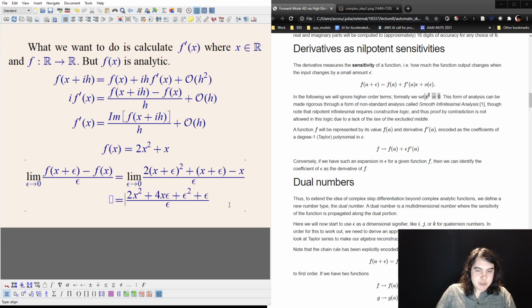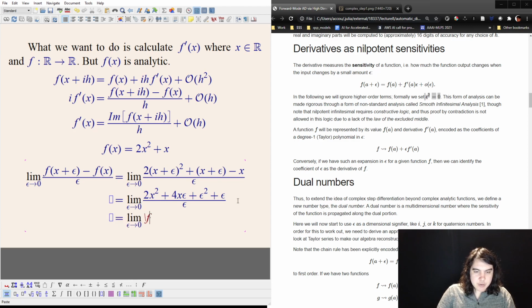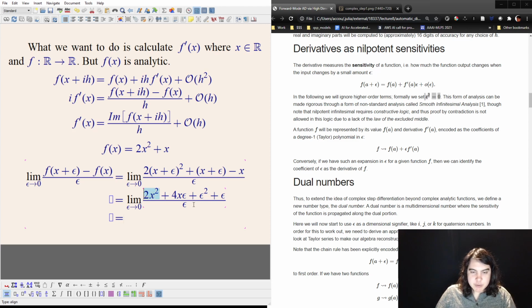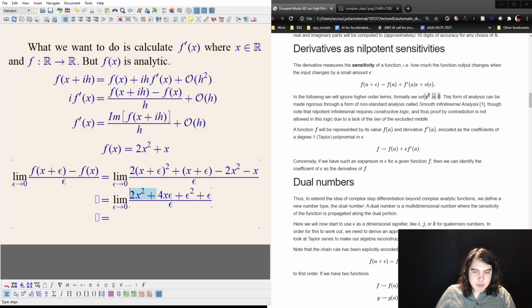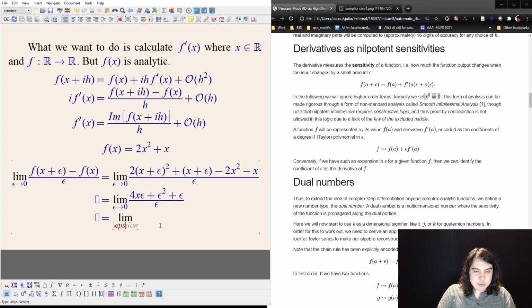So let's just do this out to see where this comes from. Now let's take the limit. So this part doesn't have an epsilon. Did I do something wrong here? Oh, we should have evaluated this as 2x squared minus f of x. So this portion is going to get canceled out. Now we divide everything by epsilon, and we have the limit as epsilon goes to 0 of this function that is no longer a fraction.